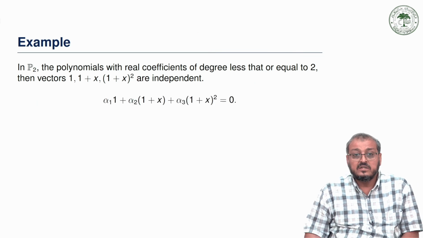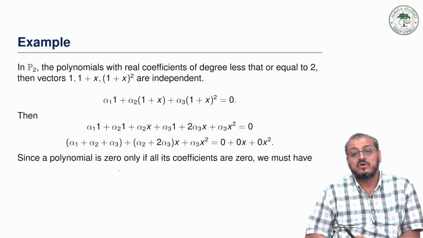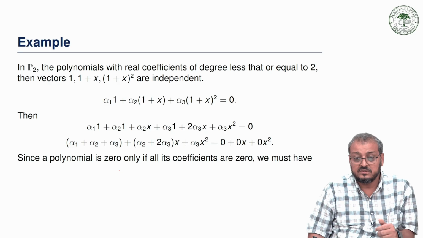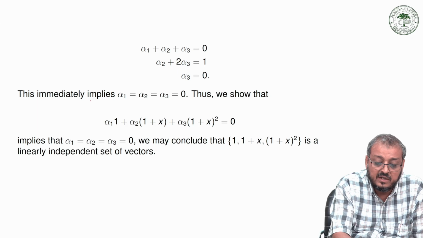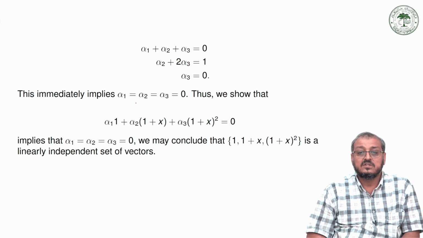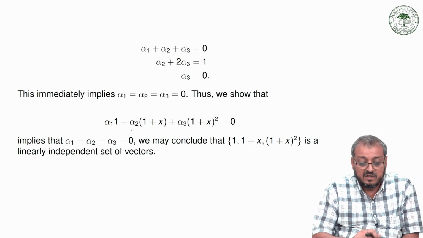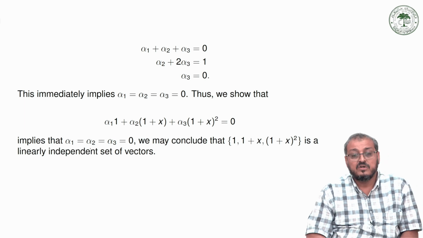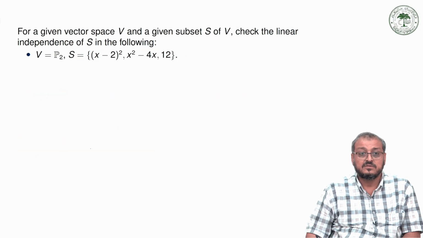Now, since the polynomial is 0 only if all its coefficients are 0, we must satisfy these three equations. So just observe there, this immediately implies that alpha 1, alpha 2, alpha 3 are equal to 0. So we show that this is a trivial linear combination, and it implies that all alpha 1, alpha 2, alpha 3 are 0. So we may conclude that 1, 1 plus x, 1 plus x whole square is a linearly independent set of vectors.